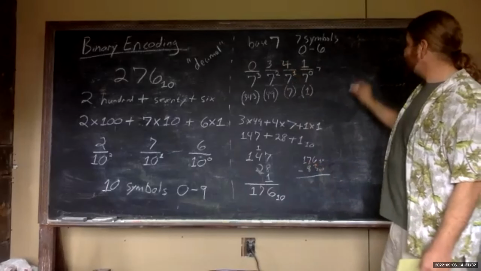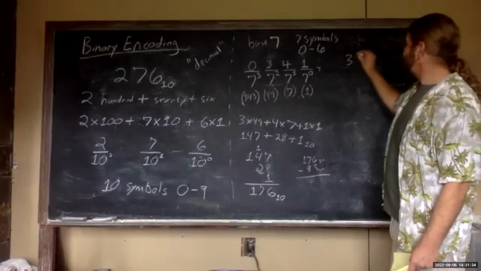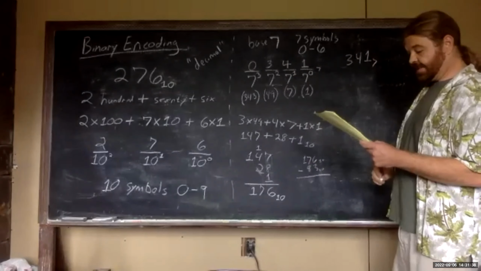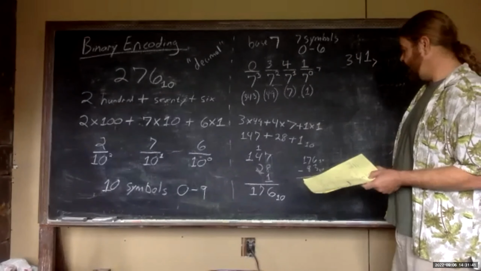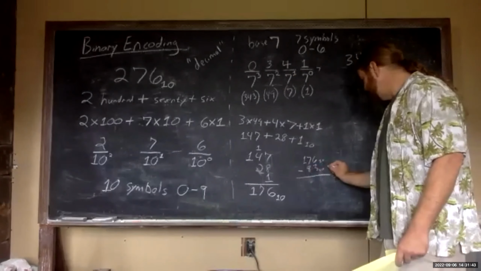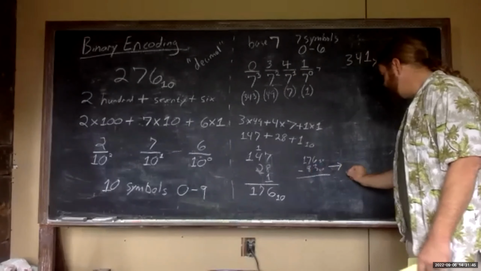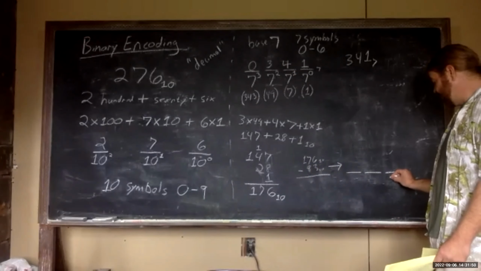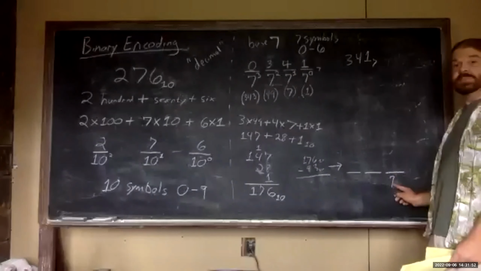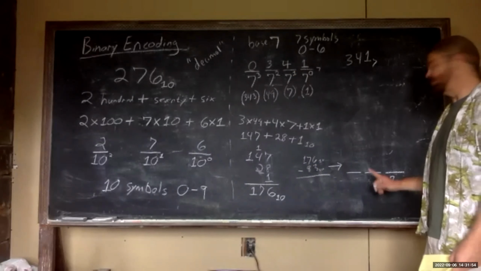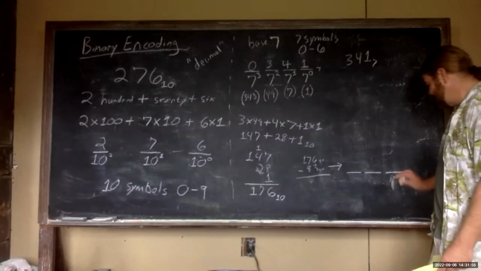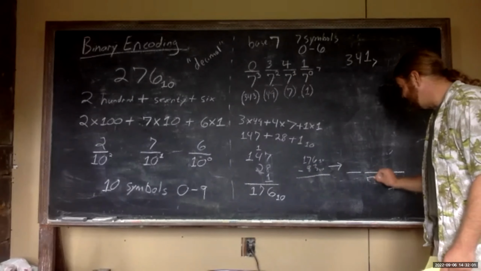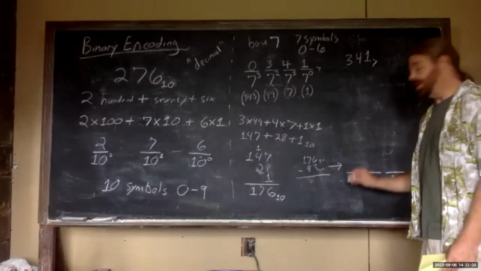We know what 176 is. That's going to be 341 in base 7. And if we subtract 83, we need to know what 83 is, and to do that, we just fill out our columns. We have a 1 column, then a 7 column, then our 7 squared column, or 49.